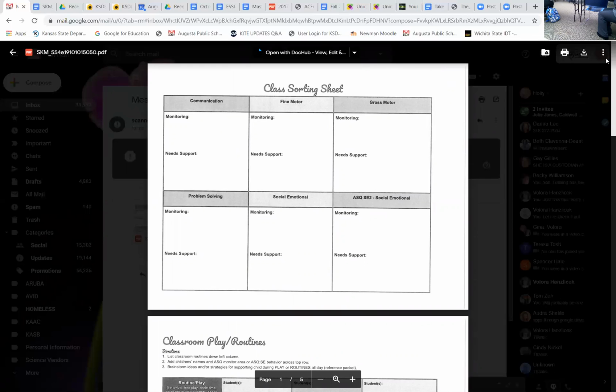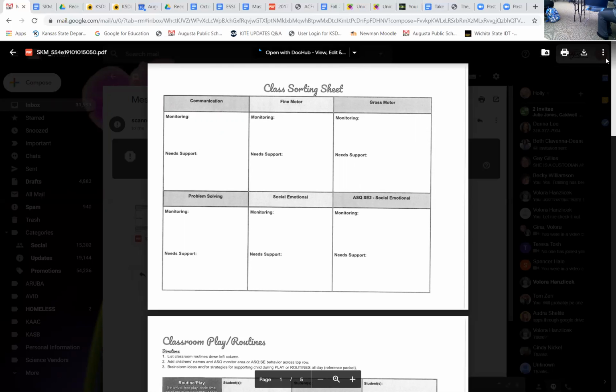So any questions about any of the materials in your packets? Okay, so really all we're going to do today is I would like you to take this first class sorting sheet and start looking through your data. Kids that are marked as monitoring under each of these categories, you'll fill in their names on here so you can see them all in one place.